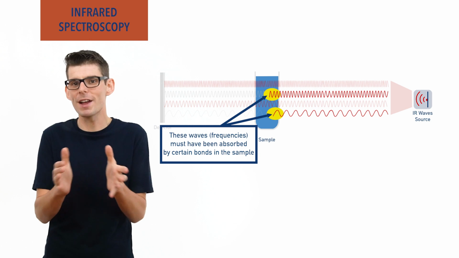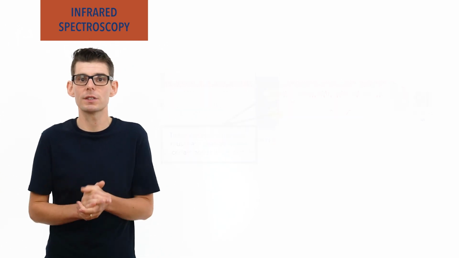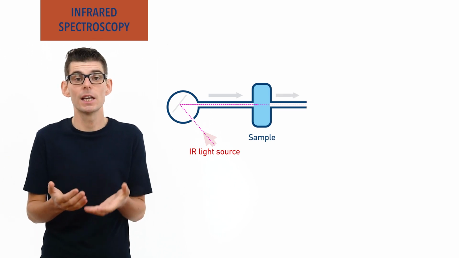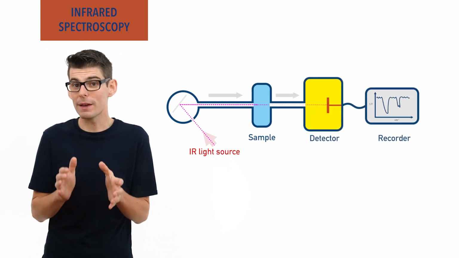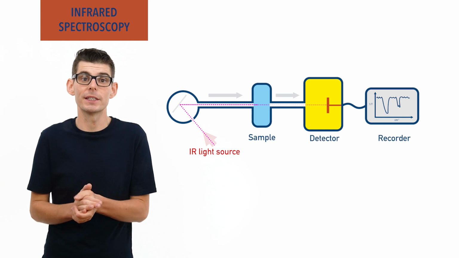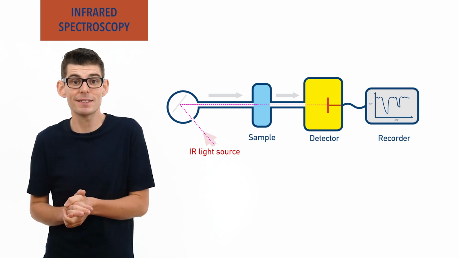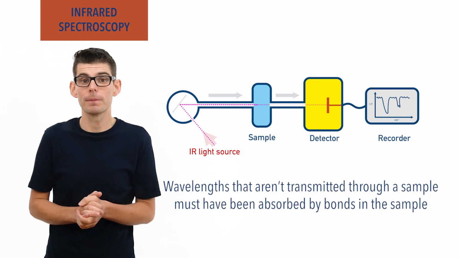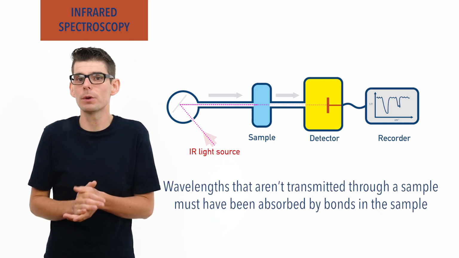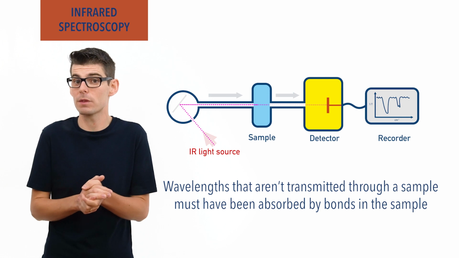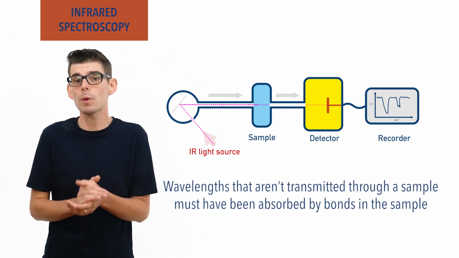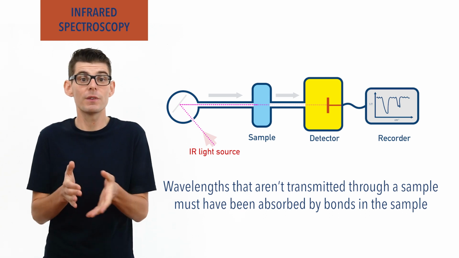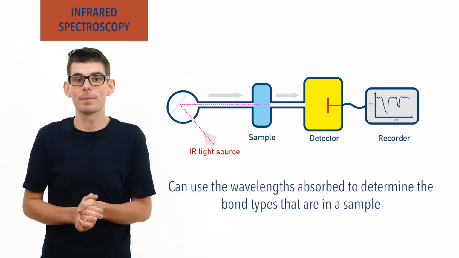A complete range of IR waves are shone at a sample, and the waves that pass through it or are transmitted are recorded. Wavelengths of IR that aren't detected or are detected at a very low intensity must have been absorbed by bonds in the sample. As we know different bond types absorb specific wavelengths of radiation, we can use the wavelengths absorbed by a sample to identify the types of bond that must be present in it.